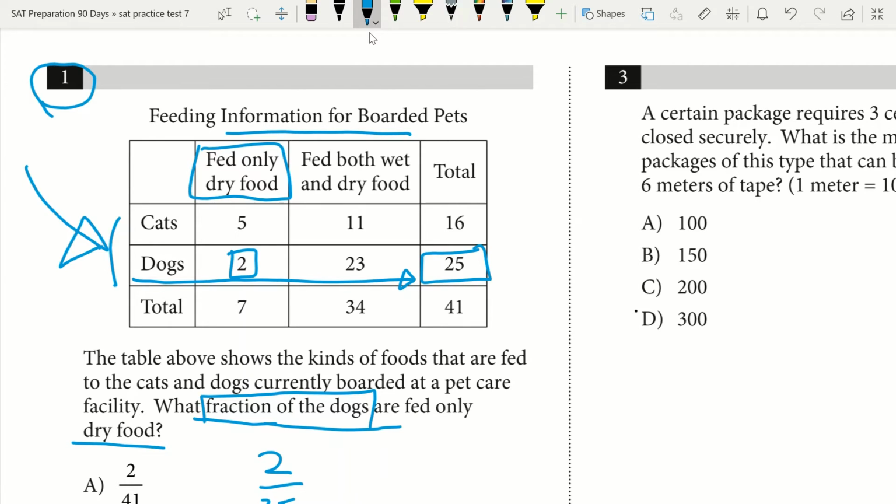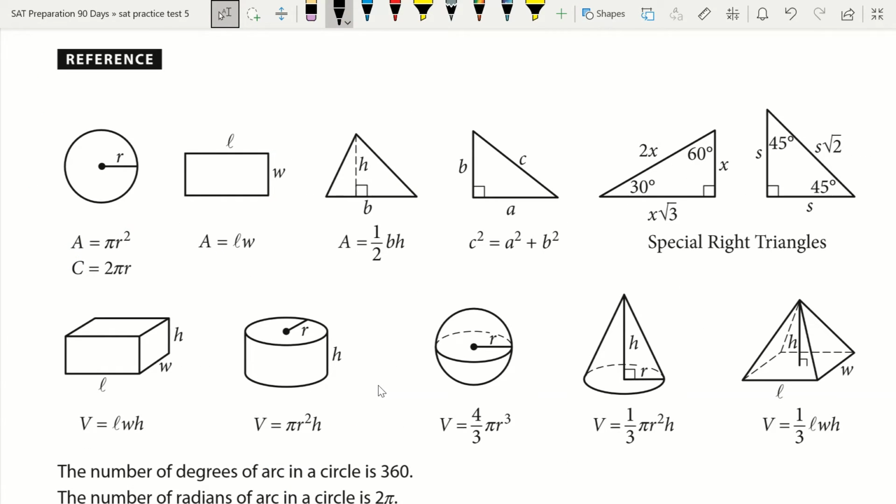So I highly recommend marking up two-way tables. Here is an SAT math tip I have for you today.